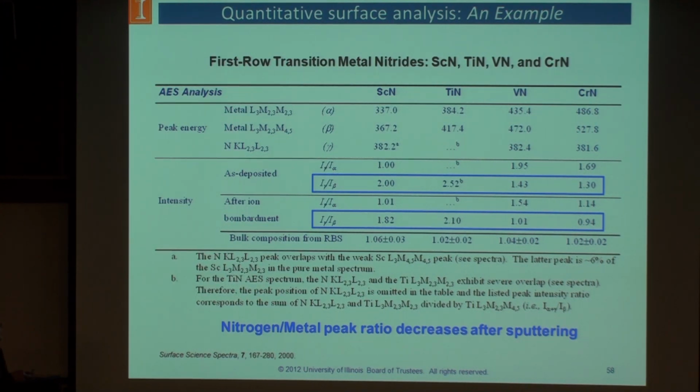And we can see then, just like the XPS, once we sputter, we're depleting nitrogen from the surface. So we can actually see a little bit of change in the composition following ion bombardment. So even though we have overlap with the elements, we could still extract quantitative information from that.